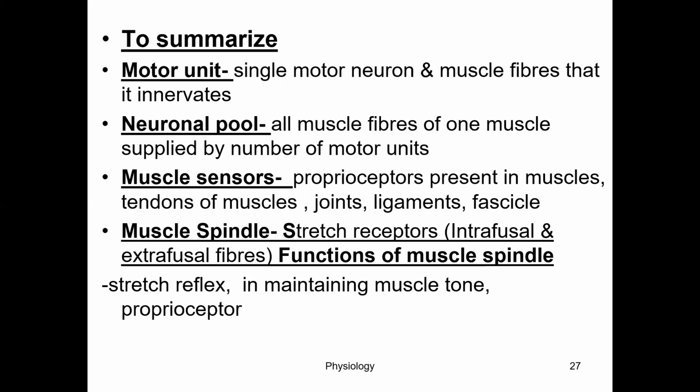So to summarize today's lecture, we have seen what is meant by a motor unit. It is a single motor neuron and the muscle fibers that it innervates. What is meant by a neuronal pool? All muscle fibers of one muscle supplied by that particular number of motor units. That means a neuronal pool may have one motor unit, two motor units, or multiple motor units, depending on how many neurons supply that particular muscle.